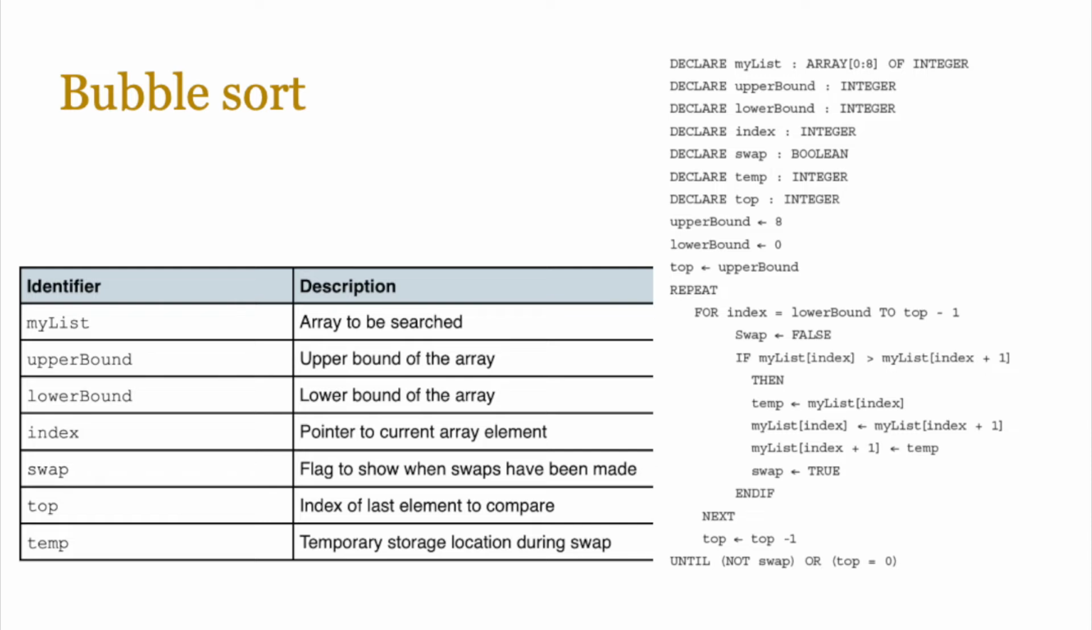So in the temporary variable, we move the value which is in index position 0. Then in index position 0, we move the value which is in index position 1. Then in index position 1, we move the value that is now stored in temp. So we use temp as a temporary storage place to help us move the values around. And we set the swap to true. We then go back to the next index.